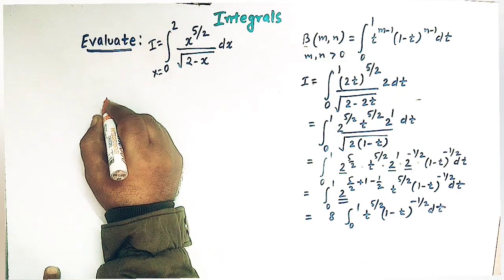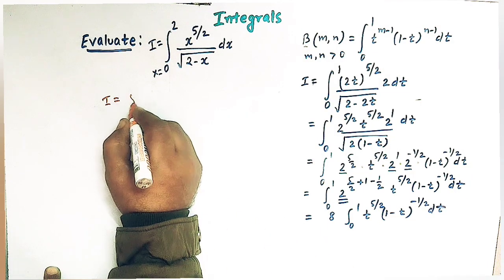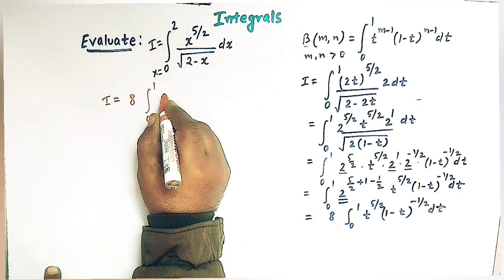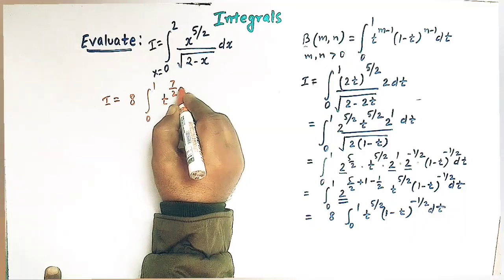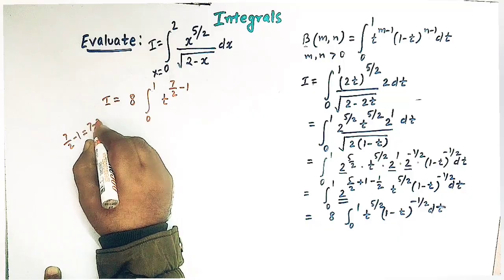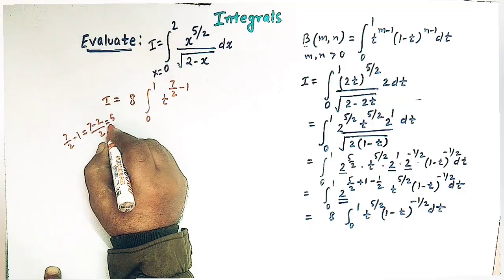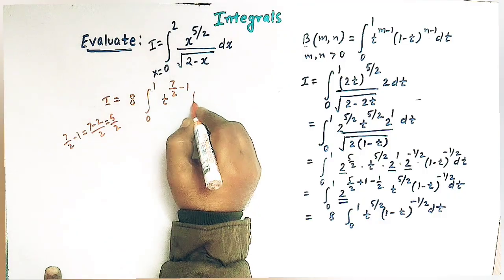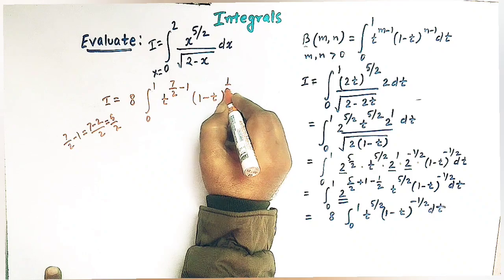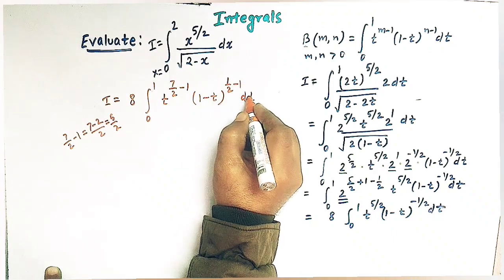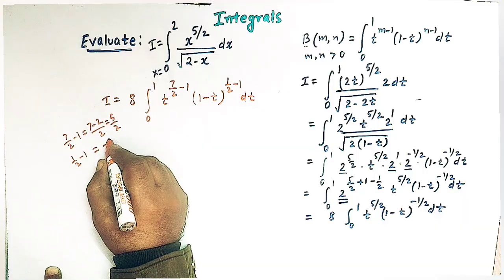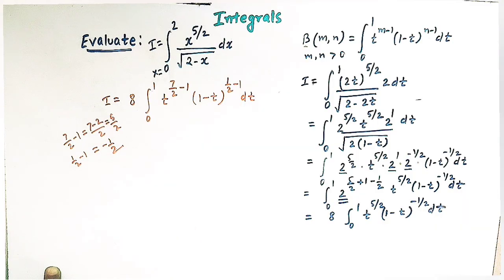So now let us write I is equal to 8 times the integral 0 to 1, and t raised to 5 over 2 can be written as t raised to 7 over 2 minus 1, because 7 over 2 minus 1 is equal to 7 minus 2 over 2, that is 5 over 2. And here we have (1 minus t) raised to minus half, and minus half can be written as half minus 1, and here we have dt, because half minus 1 is equal to minus half, right?